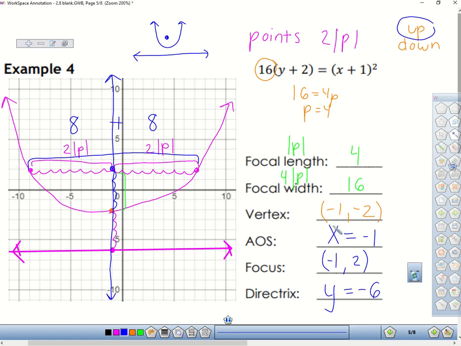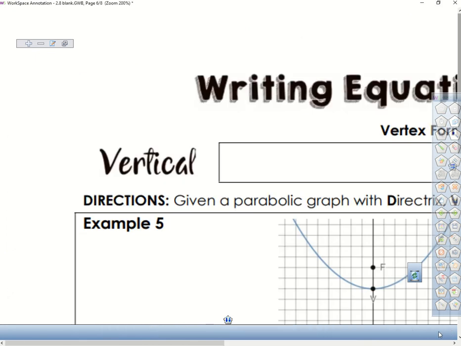Okay. Any questions so far? You guys starting to get the hang of it now that you've seen them all? All right. We got a few more things to do. Like I said, we're not doing all of the notes on this, so now we're going to write equations. So this is actually easier than the graphing, in my opinion.